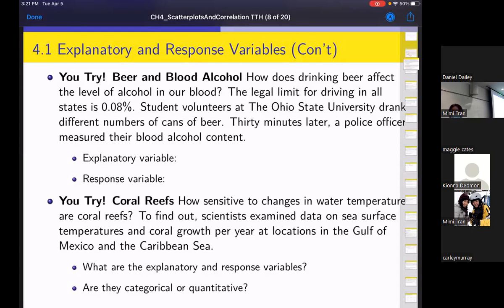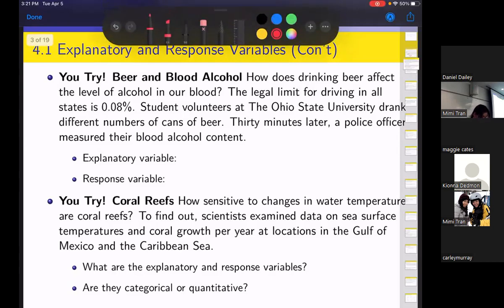All right, so all of you get it right? So the explanatory variable will be the amount of beer that you consume, or that Ohio State University students consume. So the amount of beer, or number of cans of beer, and then it's used to predict the blood alcohol level. A lot of the time, people call the explanatory variable the predictor, right? It's used to predict something else. Blood alcohol.